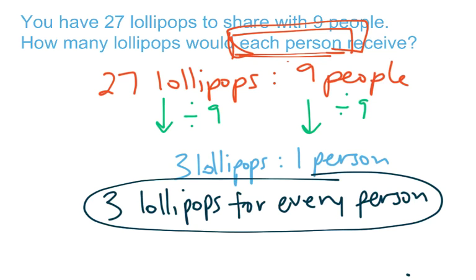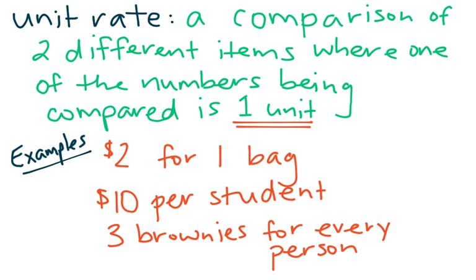So just to review, a unit rate is a comparison of 2 different items where one of the numbers being compared is 1 unit. Some examples would be $2 for 1 bag, $10 per student, 3 brownies for every person, or 3 brownies for each person. So unit rates are very similar to ratios except for the fact that when you're comparing something, one of those numbers is going to be the number 1.